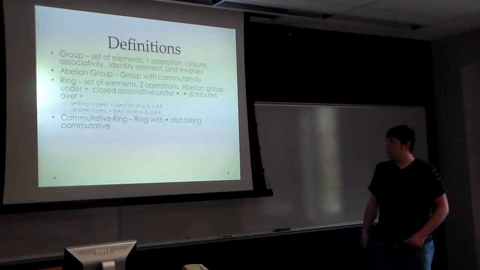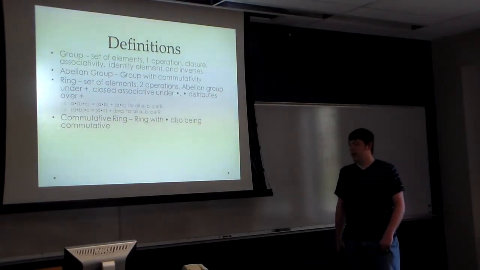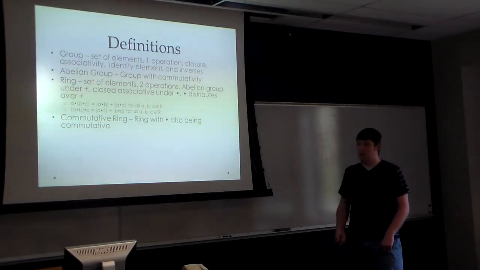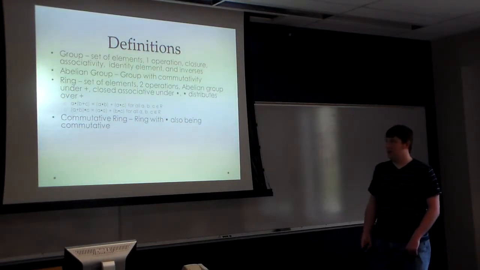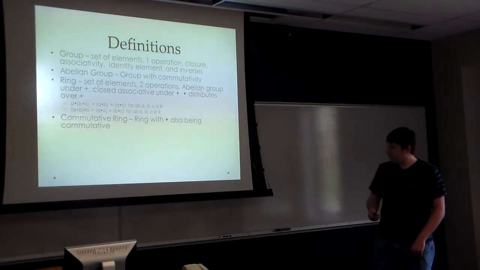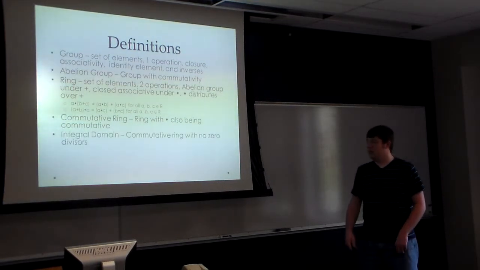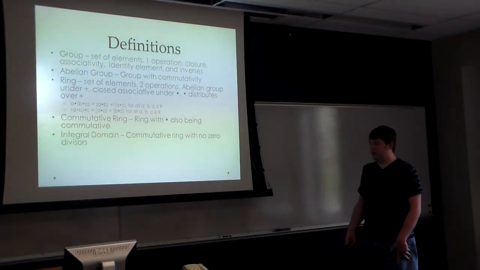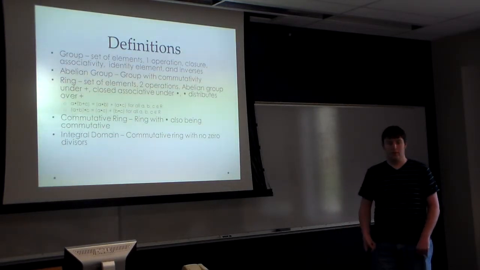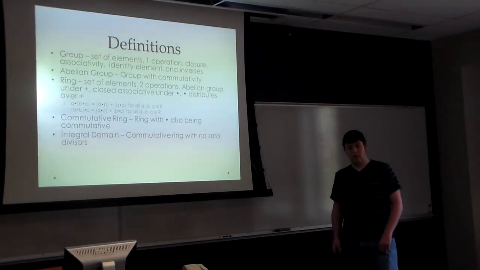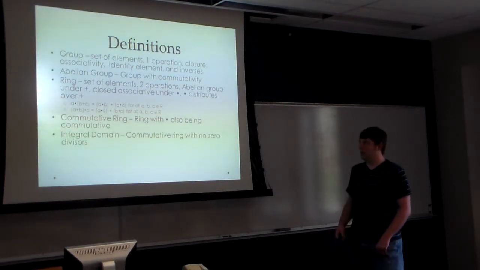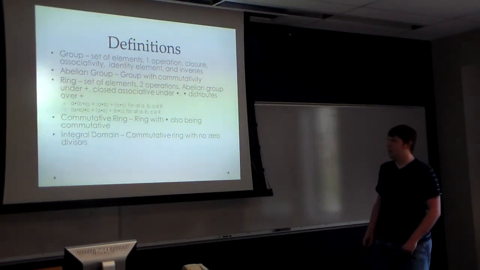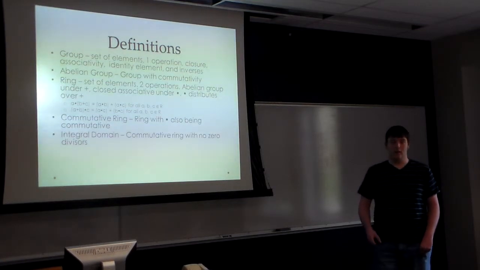A commutative ring is a ring where the multiplication is also commutative. That's what we would expect since it's called a commutative ring. And then there are integral domains, which are commutative rings with no zero divisors. And a zero divisor is where you take two elements and multiply them together to get the additive identity.